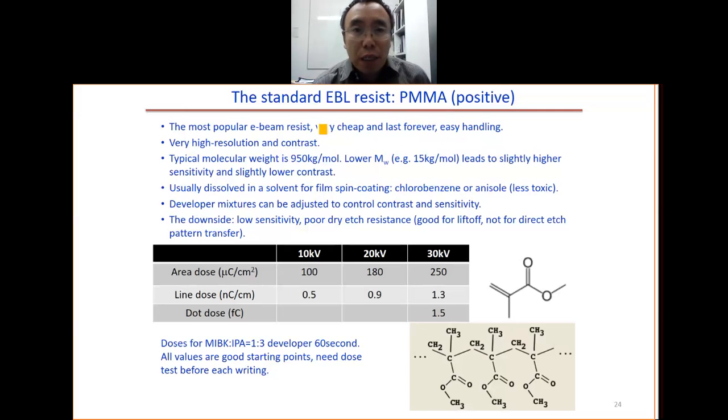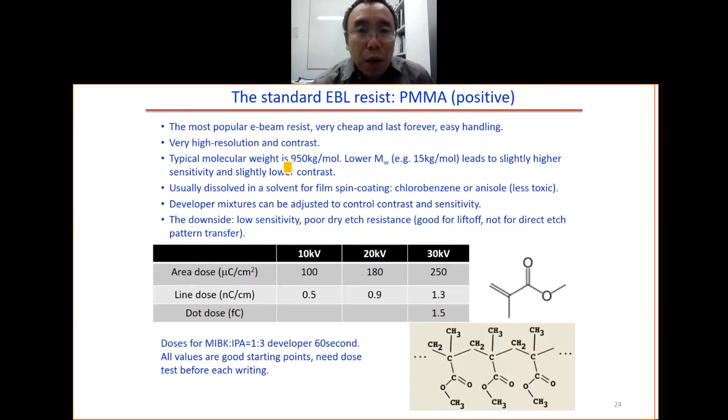It costs almost no money. You can buy 500 kilogram, maybe for $100. And it can last forever. You just buy the powder, dissolve it in the solvent, and it will be good to use. So it is very cheap, lasts forever, easy to handle, and it is very easy to get very high resolution and contrast. So even beginners can get good results using the PMMA resist.